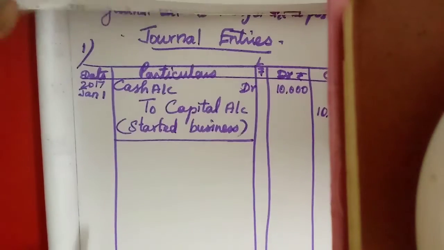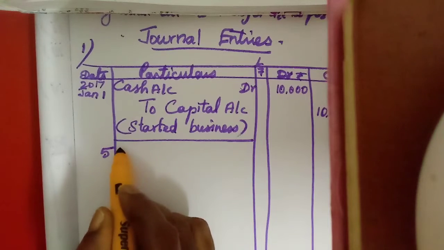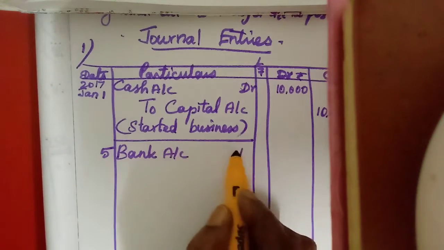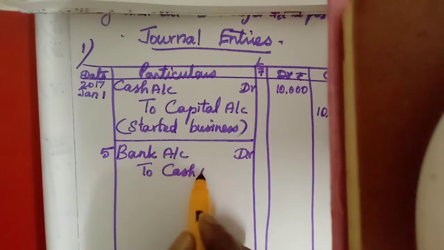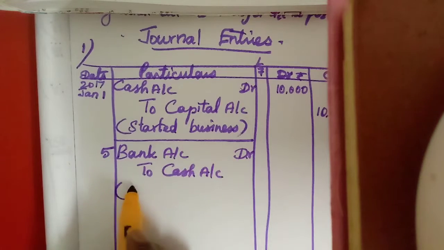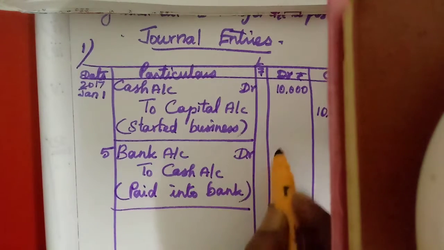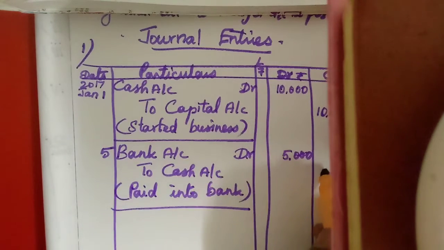Second one, paid into bank. Date. Here the bank is the receiver, so we should debit: bank account debtor. Then cash is going out, to cash account. First letter capital, then A also capital. Paid into bank. Draw the line. Now write the amount 5,000, debit straight to cash. This amount also should tally.